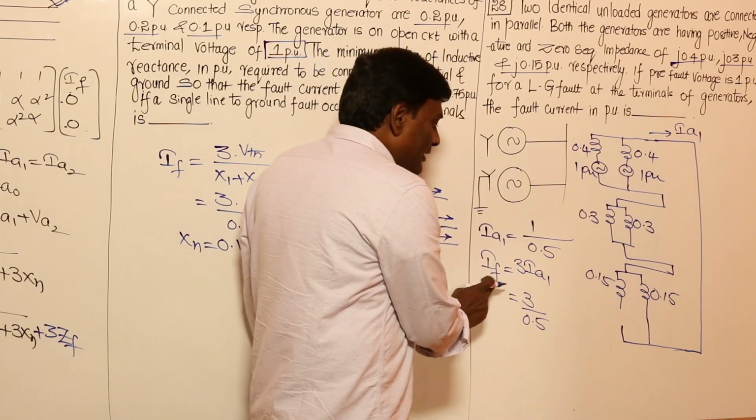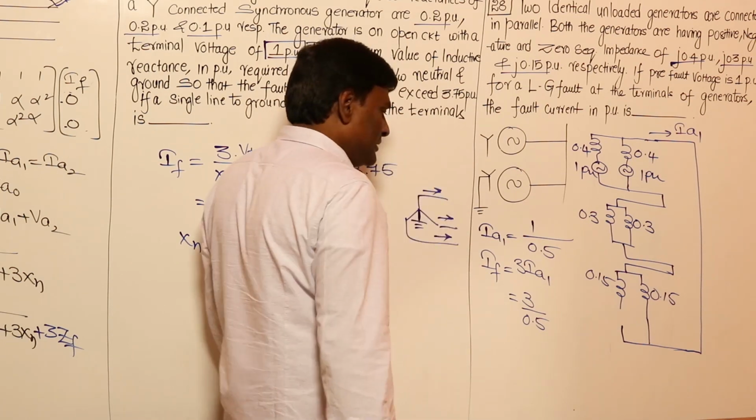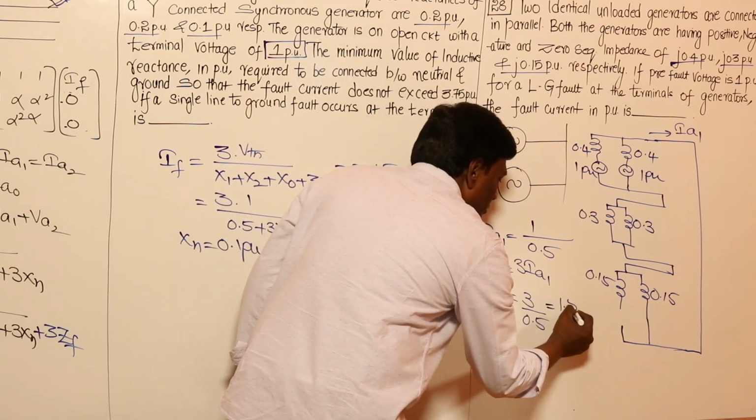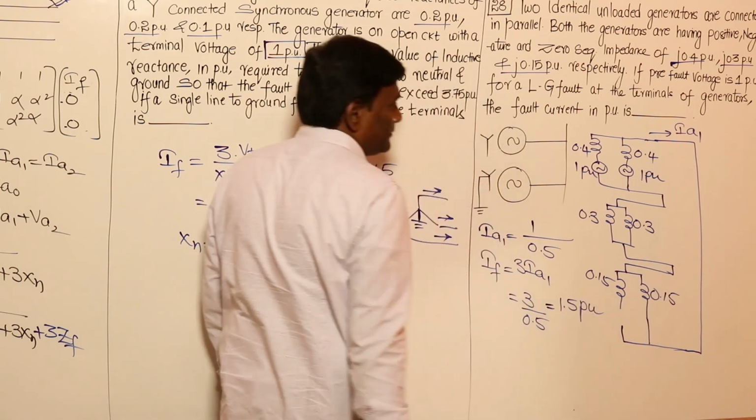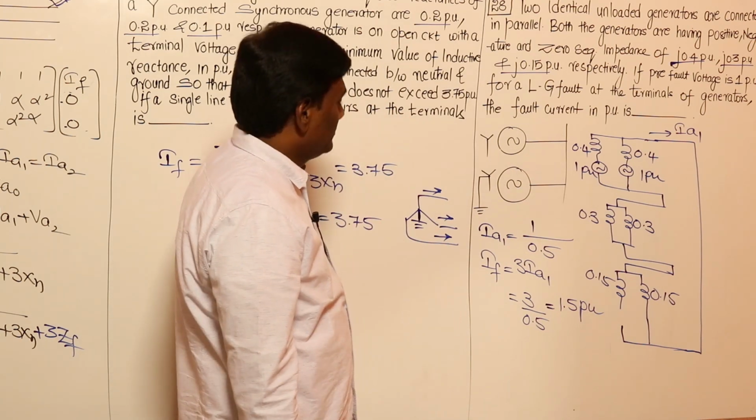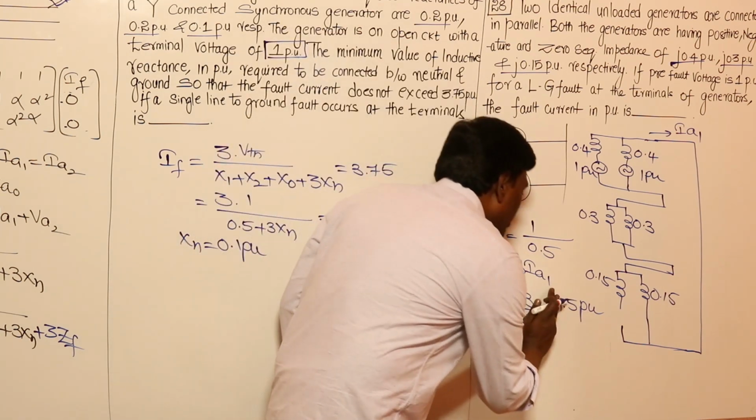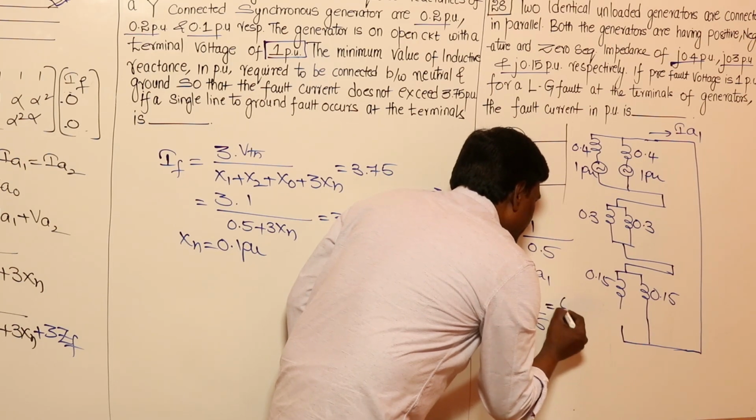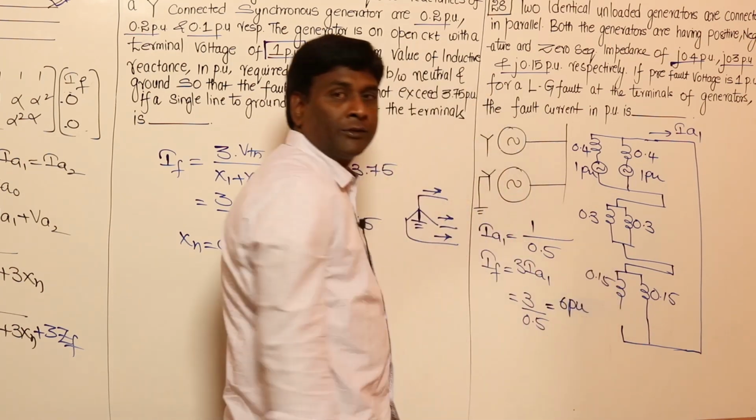Okay, and the fault current is going to be 3 times, as we have already seen just now. Sorry, 3 by 0.5 is going to be 6 per unit. 6 per unit. Okay.